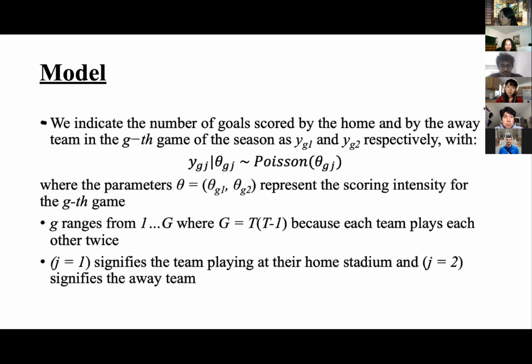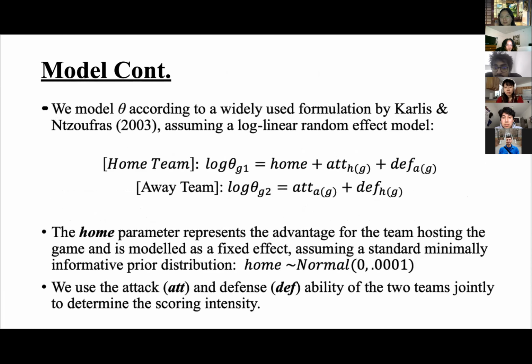So we indicate the number of goals scored by the home team and the away team as YG1 and YG2 respectively. And we assign these to Poisson distributions with theta GJ, G being the Gth game, and J representing which team is home and away, J equals 1 being the home team, and J equals 2 being the away team. So we model theta according to a widely used formula by Karlis and Ntzoufras, and they assume a log linear random effect model.